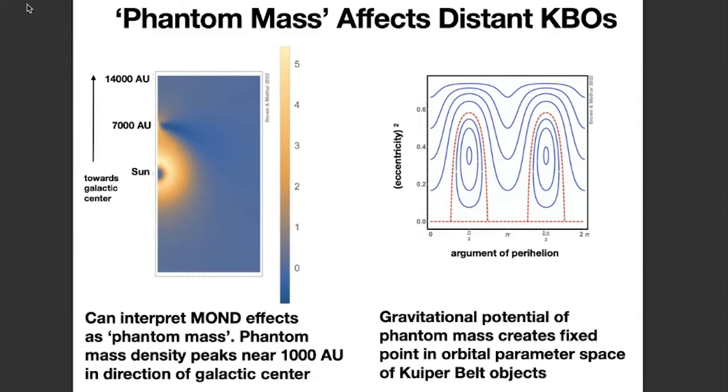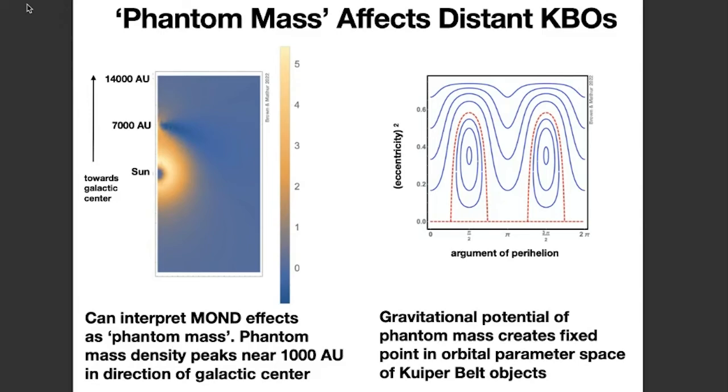This is where I wanted to use the laser. But it's peaked. The bright yellow color on this plot is the peak of the phantom mass distribution. This lies right around the 1000 AU region of the outer Kuiper Belt, inner Oort cloud. So we expect some action here from MOND.